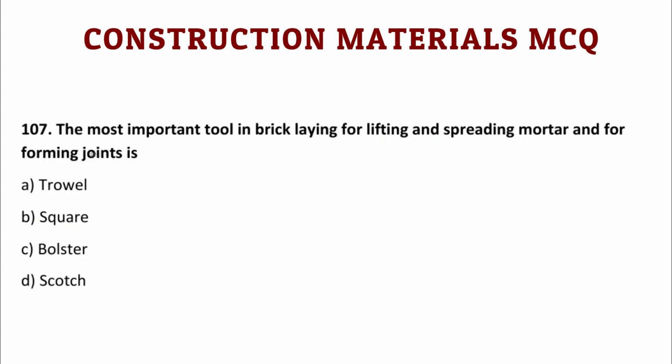So next question, the most important tool in bricklaying for lifting and spreading mortar and for forming joints is option A trowel, option B square, option C bolster, option D scotch. So the correct answer is option A trowel.